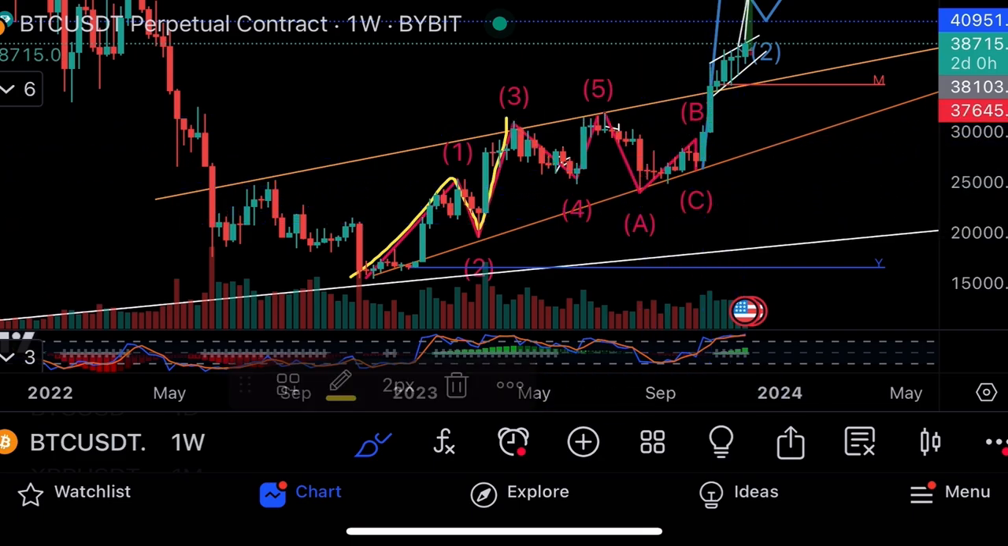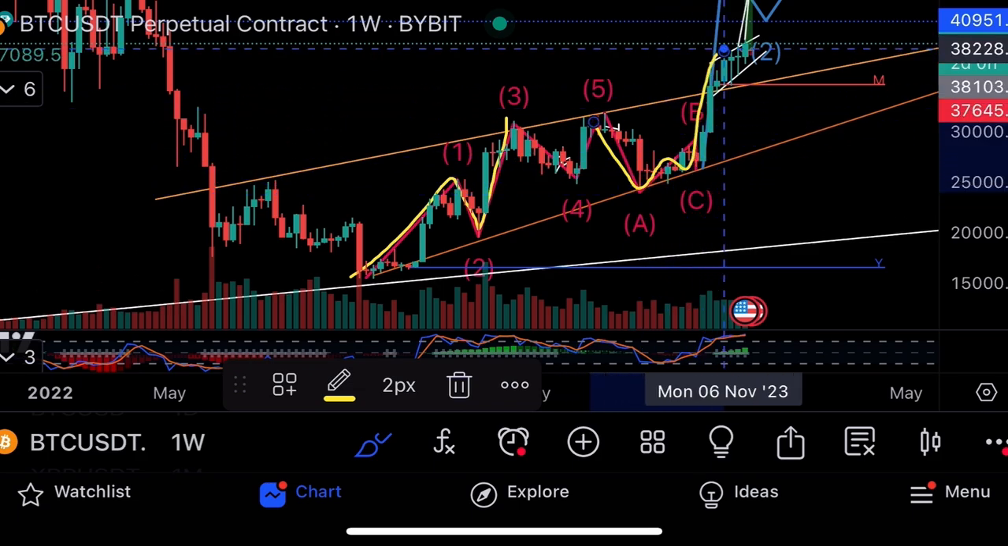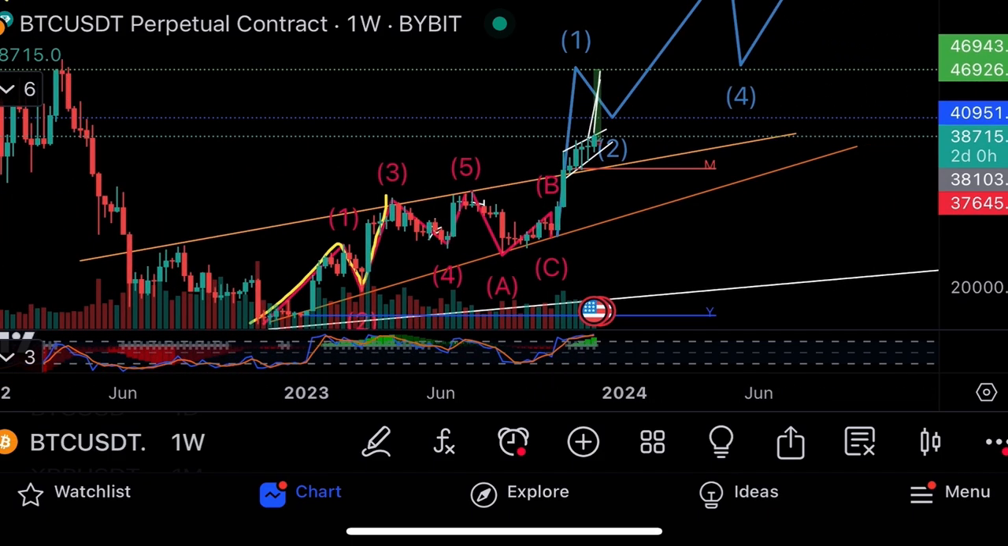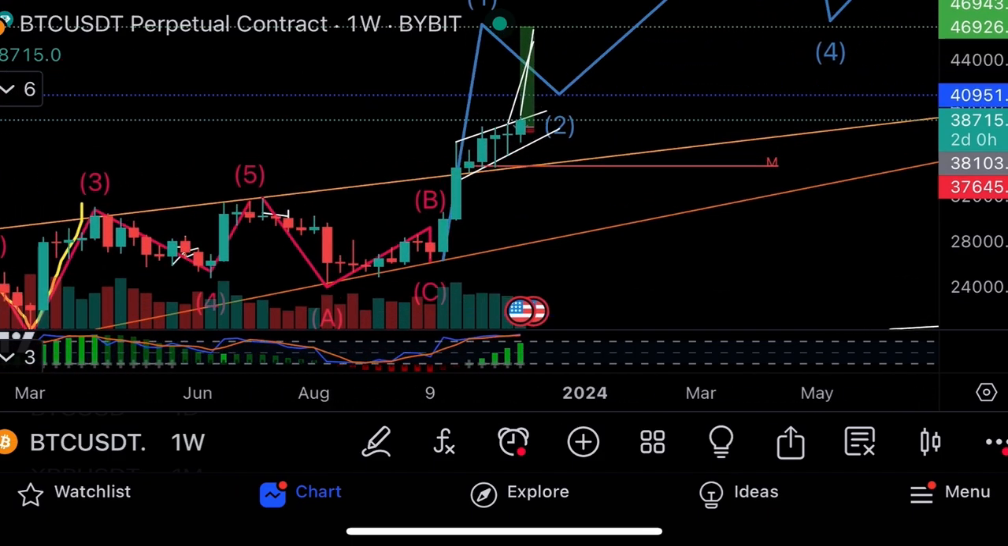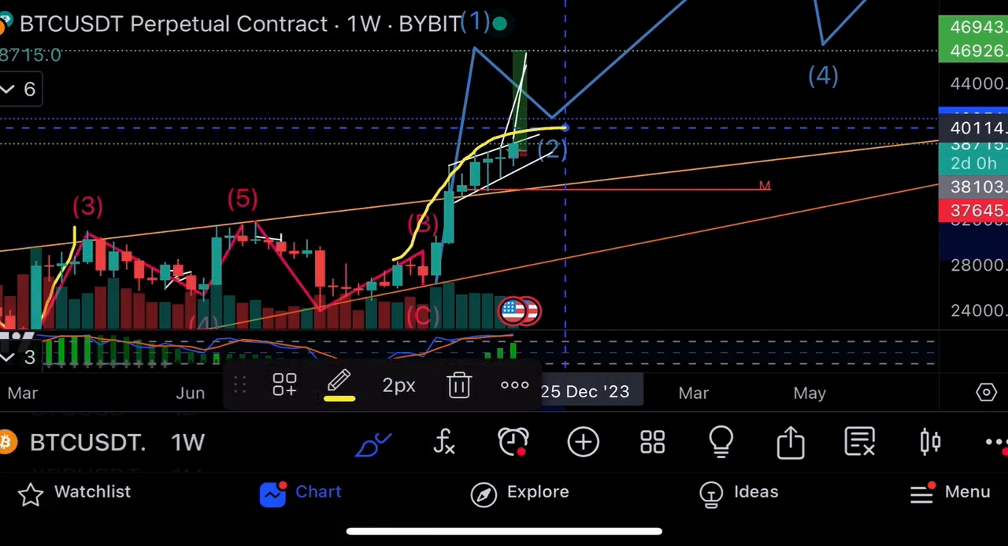After the A bounce, it just corrected a little bit and then pumped, which is beautiful. And then that pump starts the next count, which is interesting because we've had no reset on the first wave. We're still in the first wave for Bitcoin. This is still the first wave, no pullback yet.